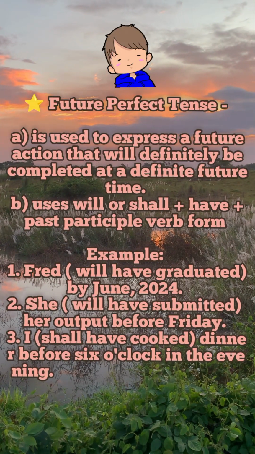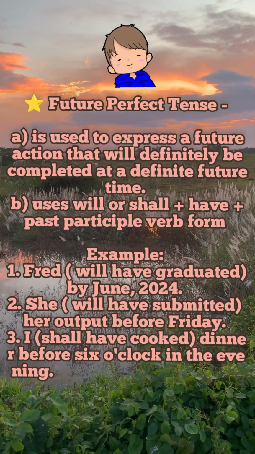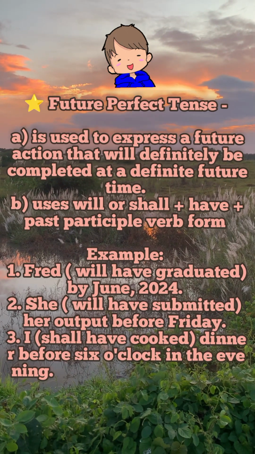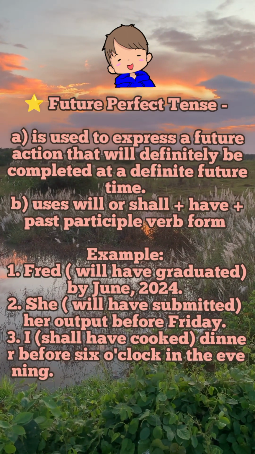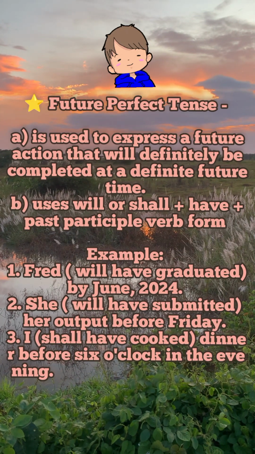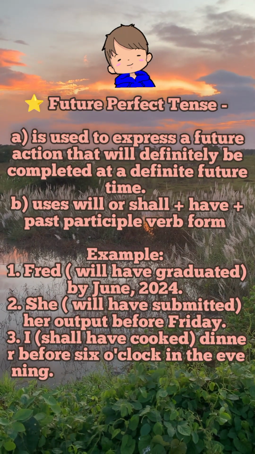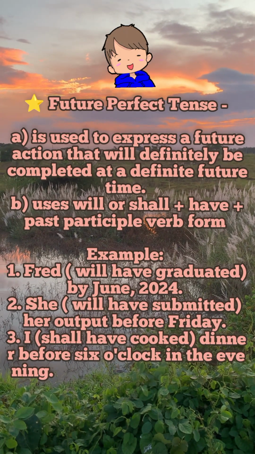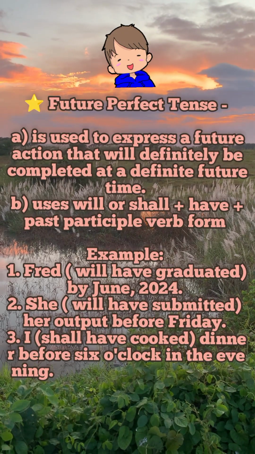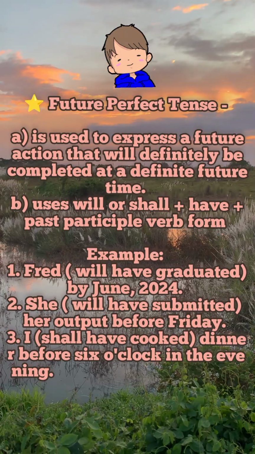Future perfect tense is used to express a future action that will definitely be completed at a definite future time. It uses will or shall plus have plus past participle verb form. Example: 1. Fred will have graduated by June 2024. 2. She will have submitted her output before Friday. 3. I shall have cooked dinner before 6 o'clock in the evening.